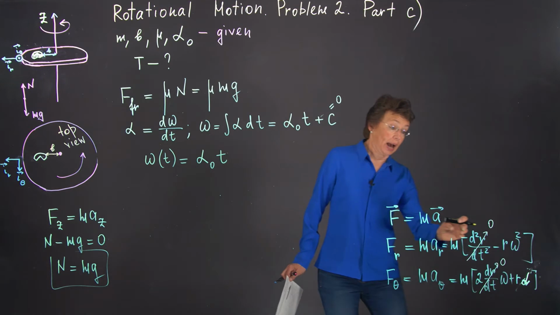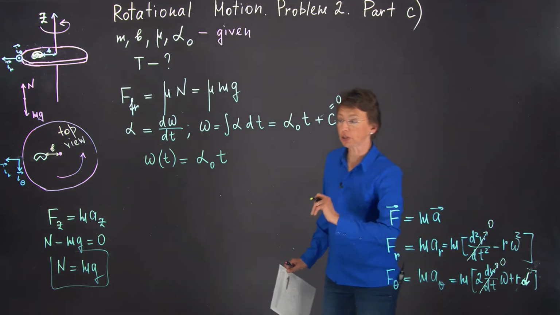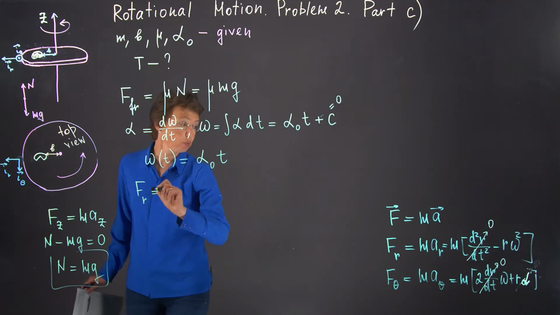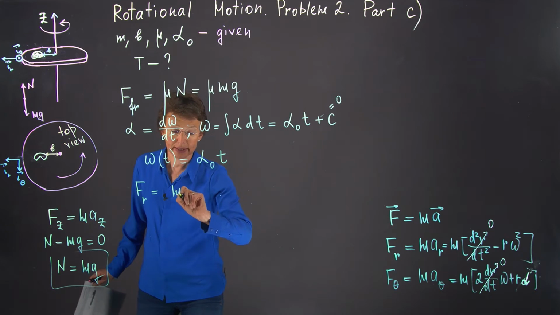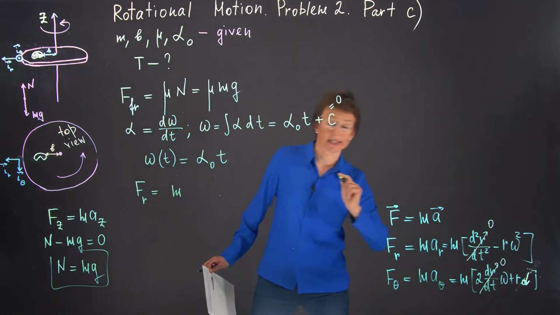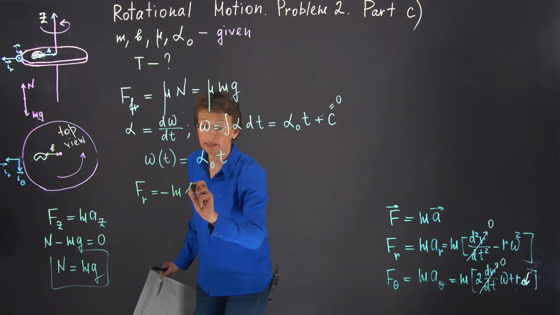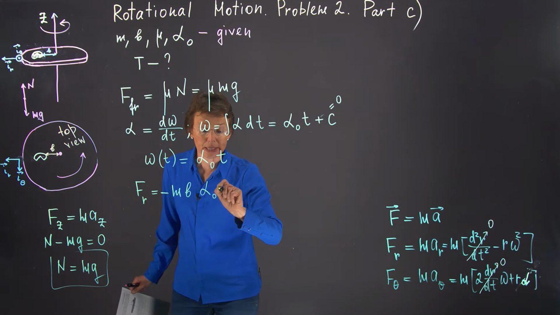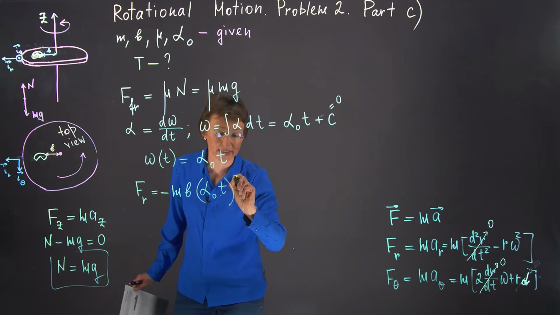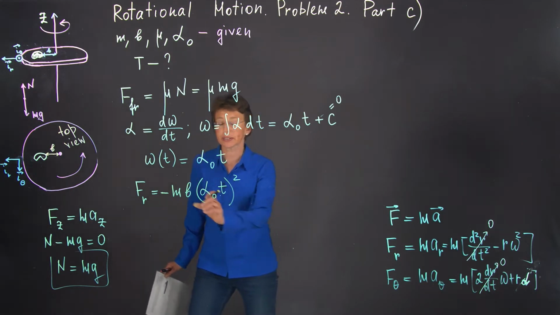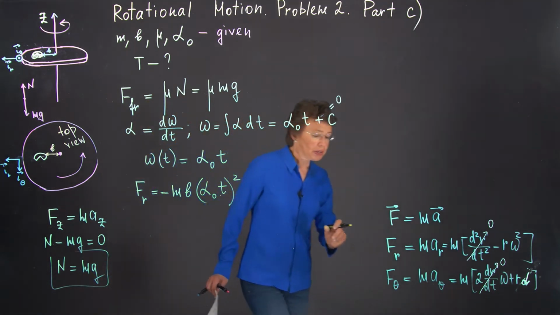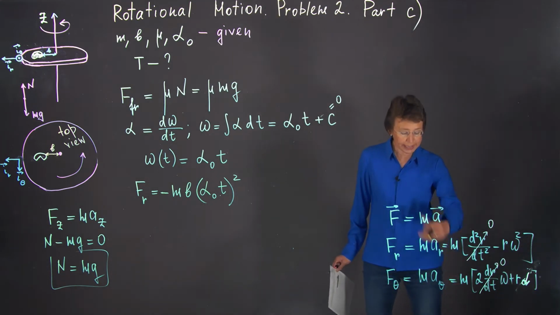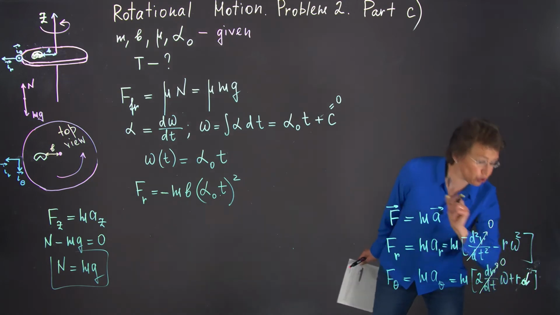So we know omega. We know r. Why don't we write the radial component of force of friction? Fr is equal to m, then this guy is 0, and then it is minus. R is b. And then omega squared is alpha naught t squared. This is omega squared. This is the radial component of force of friction. What about the tangential component of force of friction? Before that, it was always 0. Is it 0 now? No, because we have non-zero alpha.